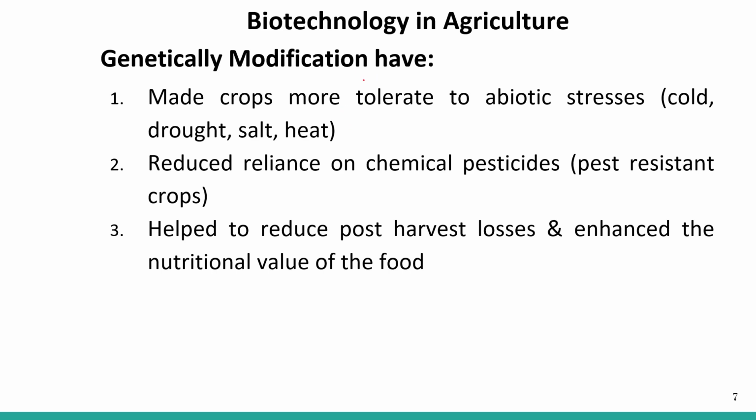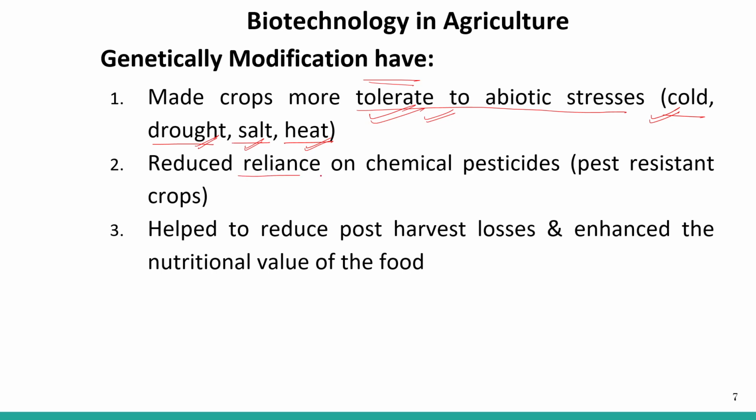Genetically modified crops have been made more tolerant to abiotic stress. Why have these crops been modified? Because we want a crop that can tolerate abiotic stress. Abiotic stress means cold, drought, salt, and heat. So we can grow genetically modified crops in drought areas, highly salt-rich areas, areas with lots of heat, and even cold. We have developed many varieties of genetically modified crops that can tolerate abiotic stress.